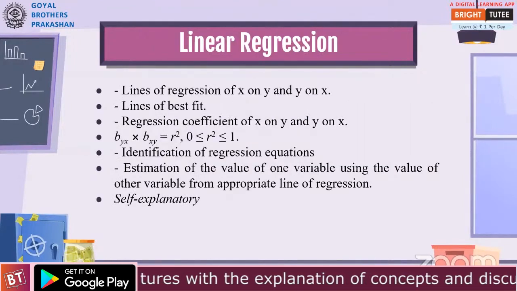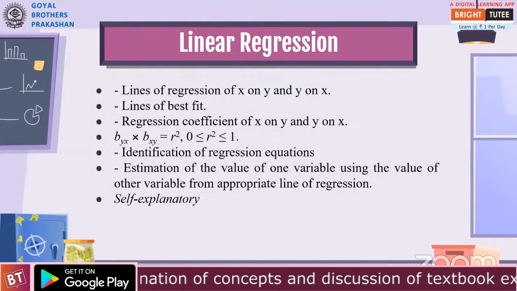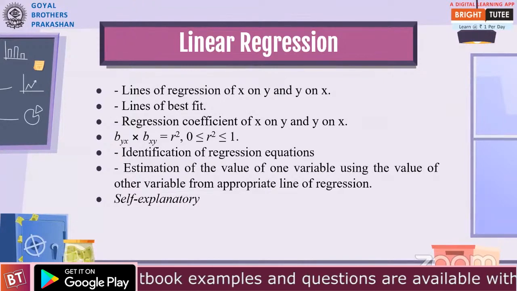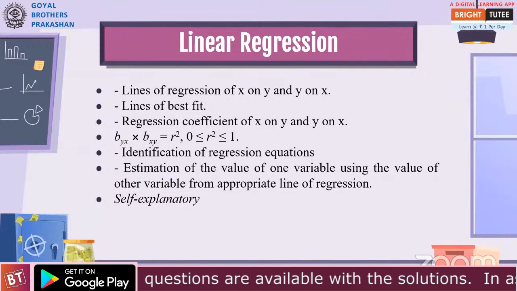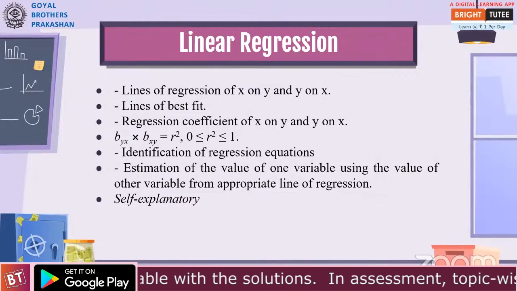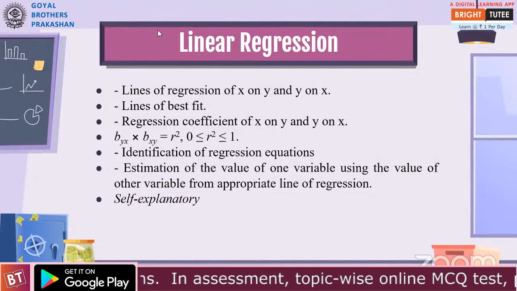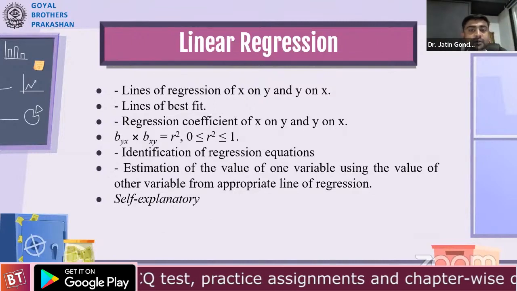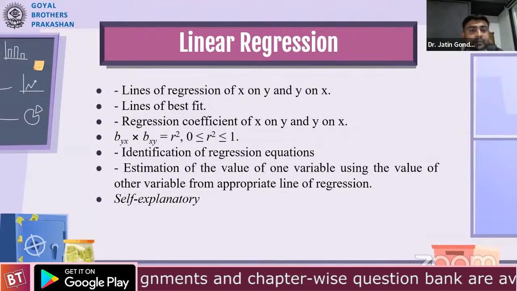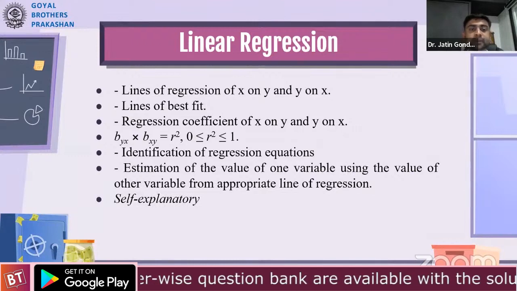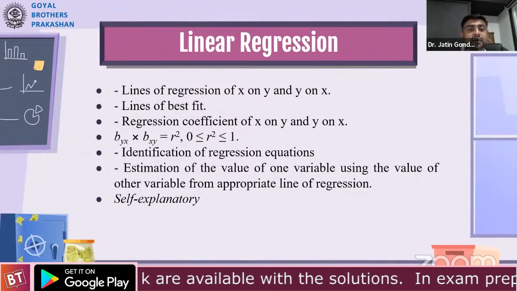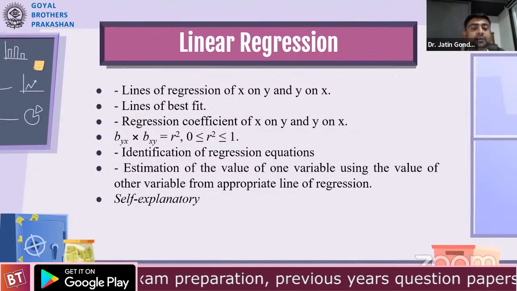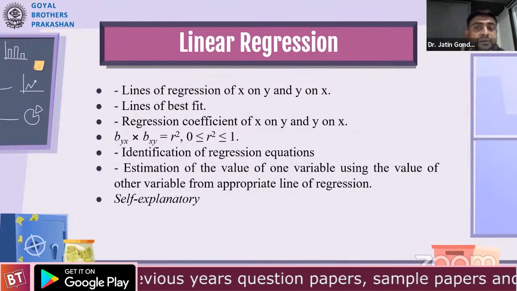Then linear regression. Under linear regression, we will have lines of regression of x on y and y on x, lines of best fit. Scatter diagram is not there. Then we have regression coefficient of x on y and y on x, a property: byx into bxy is R square. R is called, as we know, Karl Pearson's coefficient of correlation. And we know that the value of R square lies between 0 and 1.